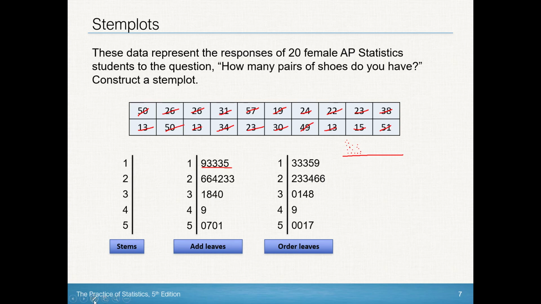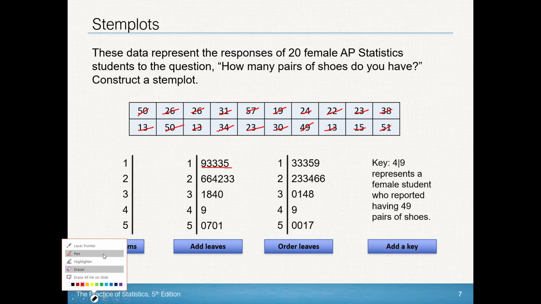Okay. So the last thing that we need, the last step, was that we need a key for these. So there's the key. All you need to do is pick one number. They chose this one here, 4-9. They tell you what it represents: a female student who reported having 49 shoes. So that has to be in context. You have to have that key whenever you're building these.